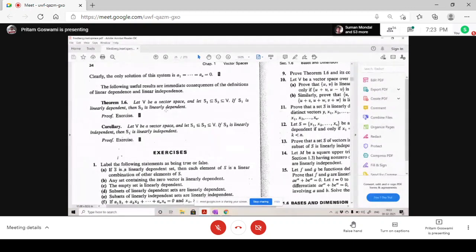So maybe dependent or independent? No, it can be proved that if I give you a linearly independent set, then its subset must be a linearly independent set. Oh, linearly dependent or independent? I said linearly independent. If I give you a linearly independent set, then its subset will always be linearly independent. But if I give you a linearly dependent set, then its superset will always be linearly dependent.